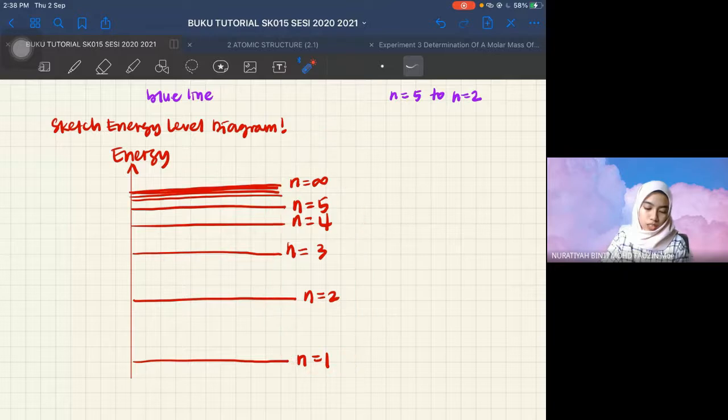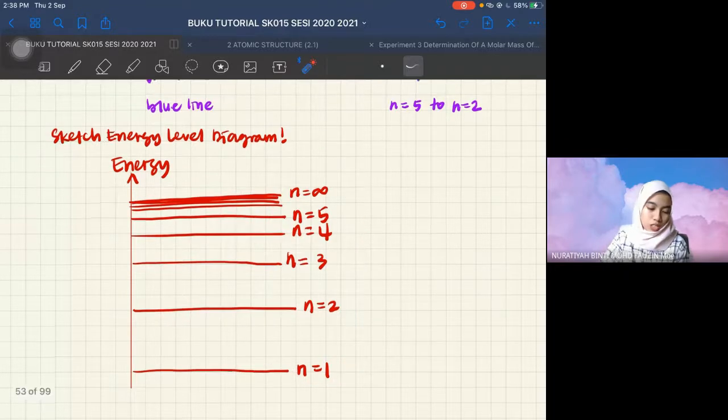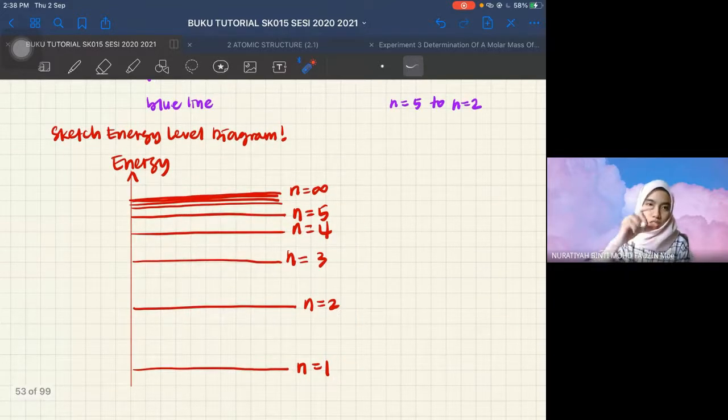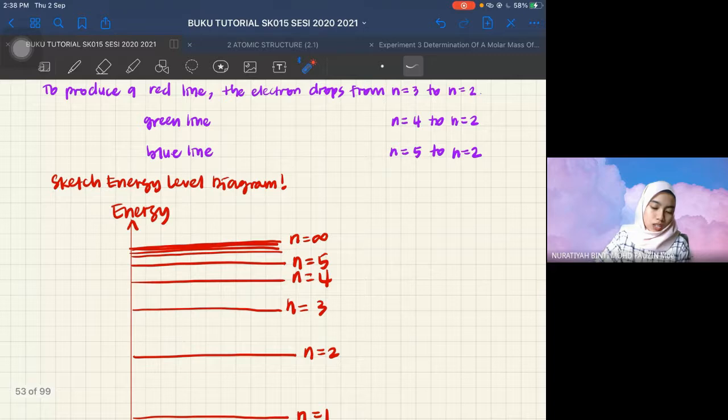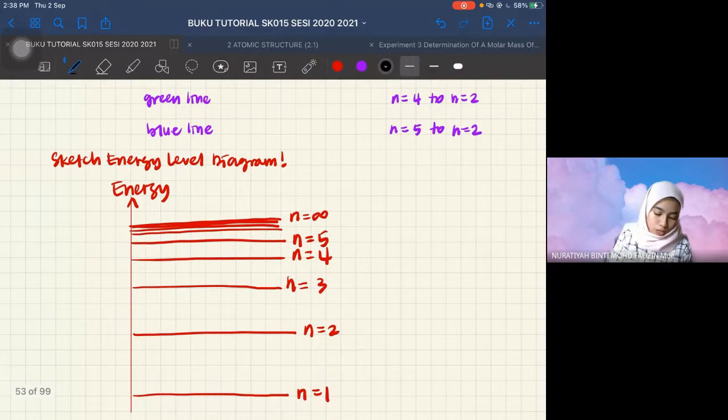So sekarang kita akan draw kita punya electron dia punya transition daripada which level to which level. So kita buat for red line first. Your electron drops from n equals to 3 to n equals to 2, okay? So n equals to 3, so draw the release.